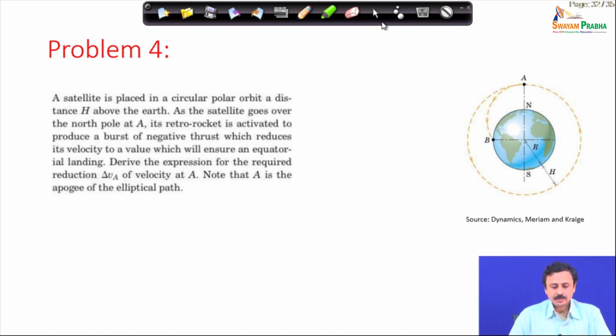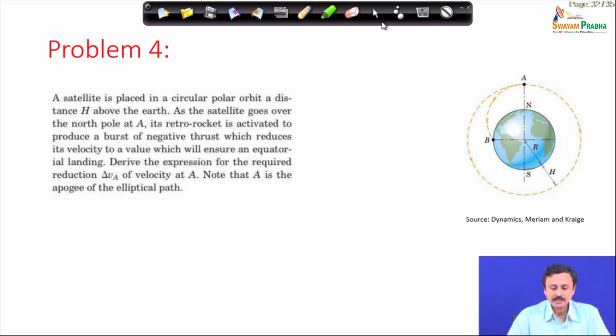Okay. Let us look at this problem now, again from the book of Meriam and Craig. A satellite is placed in a circular polar orbit a distance h above the earth. As the satellite goes over the north pole at A, as shown in the figure, its retro rocket, a rocket which fires in a direction opposite to the direction of motion, is used to brake the motion of the satellite. So, it applies brakes and reduces velocity.